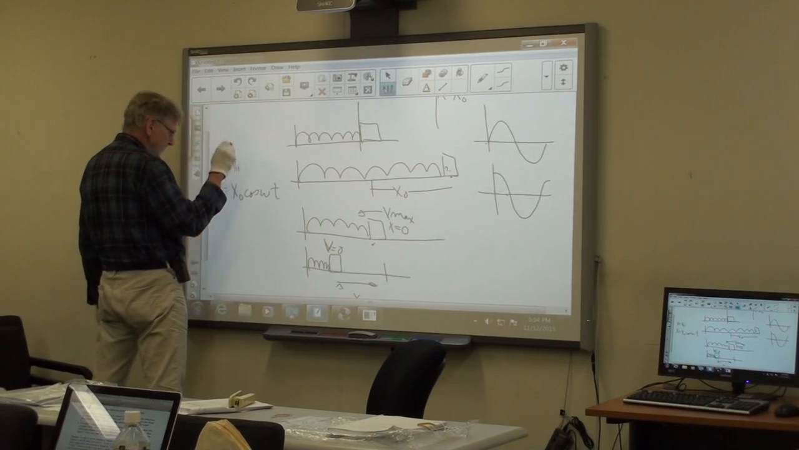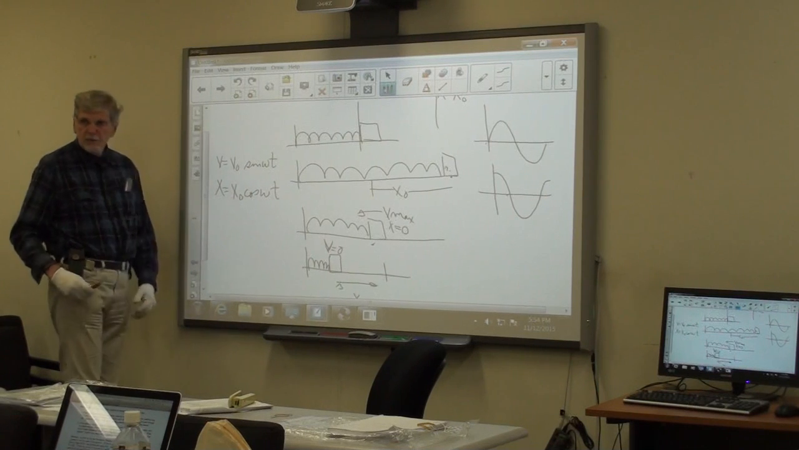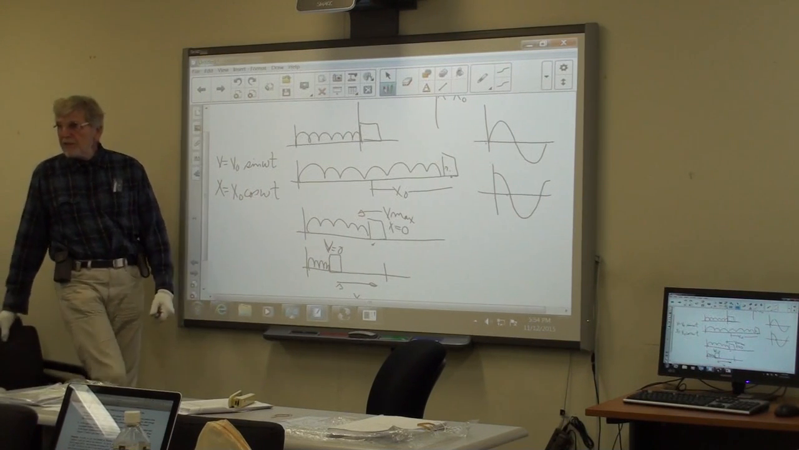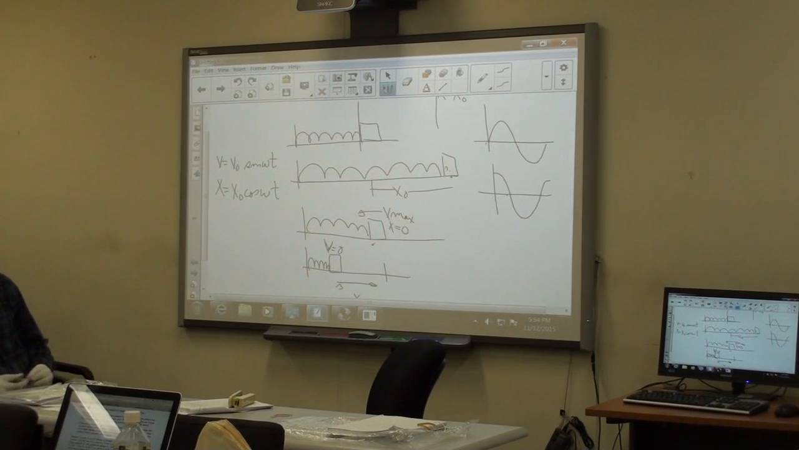So you see that v equals v zero sine omega t. V equals sine omega t because x equals cosine. One is maximum when the other is minimum. One is minimum when the other is maximum. And these are the two equations of harmonic motion.